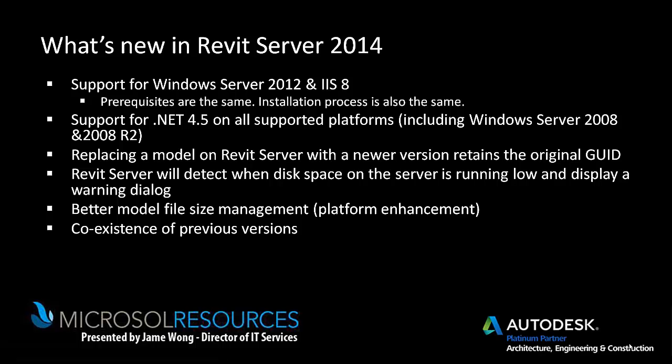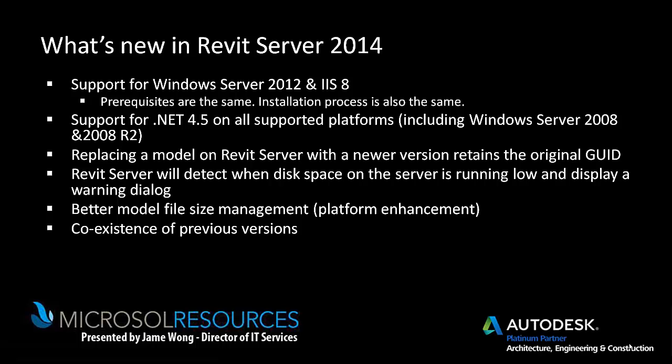So what's new in Revit Server 2014? First and foremost, it is support for Windows Server 2012 and IIS 8. The installation process and the prerequisites are actually the same as the previous versions, as well as the need for Silverlight and making Revit Server admin page a trusted site. .NET 4.5 is supported on all platforms, including Windows Server 2008 and 2008 R2. Replacing a model on Revit Server with a newer version retains the original GUID. Revit Server will detect when disk space on the server is running low and display a warning dialog.